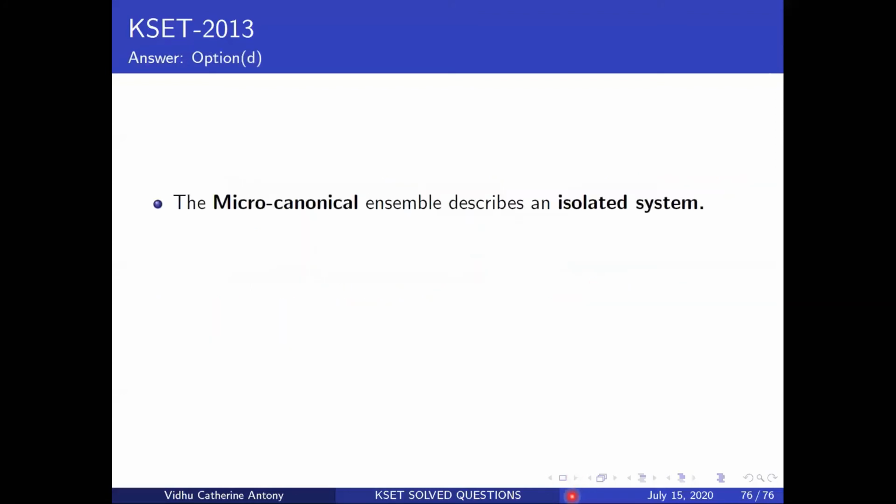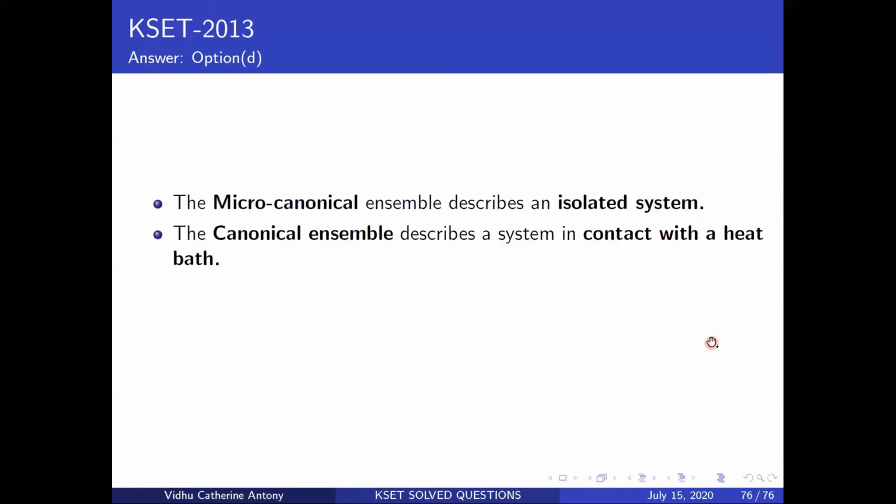Okay, so the first thing that you have is your microcanonical ensemble. So it's an isolated system. There is no exchange of particles, there is no exchange of energy. Okay, so it's an isolated system. So your microcanonical ensemble is basically another term for the isolated system. Then you have a canonical ensemble, okay, which describes a system in contact with a heat bath. That means there is transfer of energy, but there is no transfer of particles. So that's a canonical ensemble.